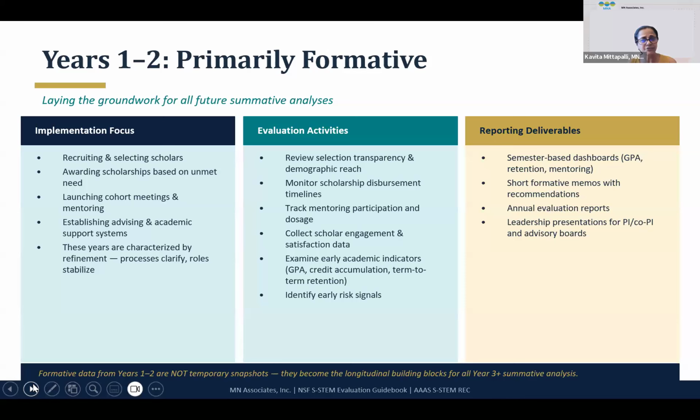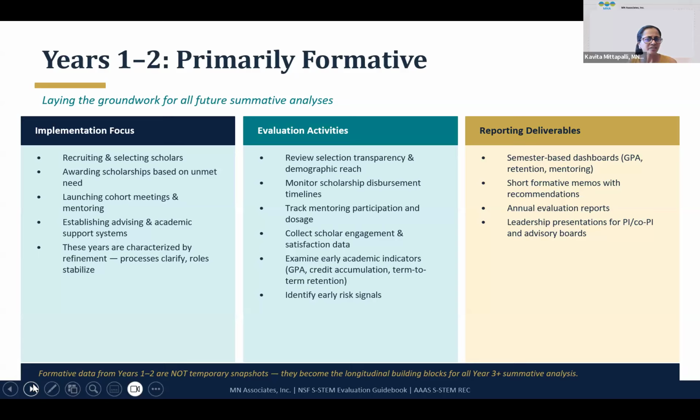So personally, I treat years 1 and 2 data collection with the same rigor that you would apply to the subsequent years, 3, 4, 5, sometimes even more, because you need to have a very, very strong baseline and foundation data. As I mentioned, what would be the nature of those formative evaluation reports?